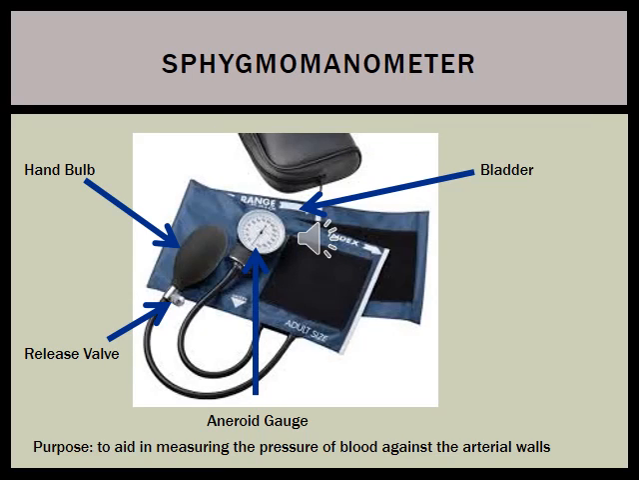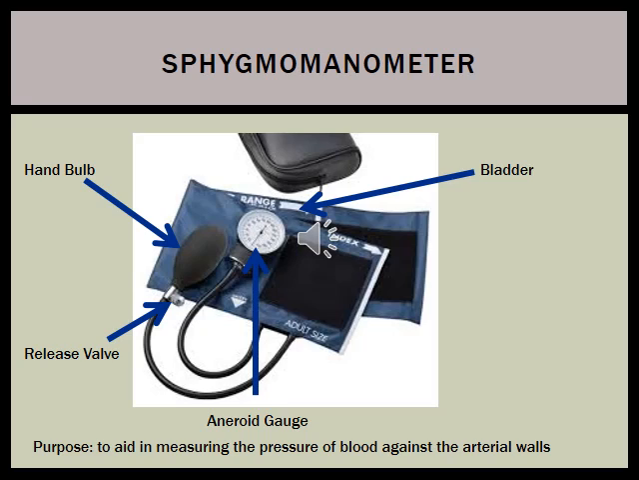The next piece of equipment is a sphygmomanometer. It would be beneficial to practice saying this term, sphygmomanometer. It is more commonly known as the blood pressure cuff. There are a couple of different components to the blood pressure cuff. One is the bladder. The bladder is the area inside the blood pressure cuff that inflates with air.